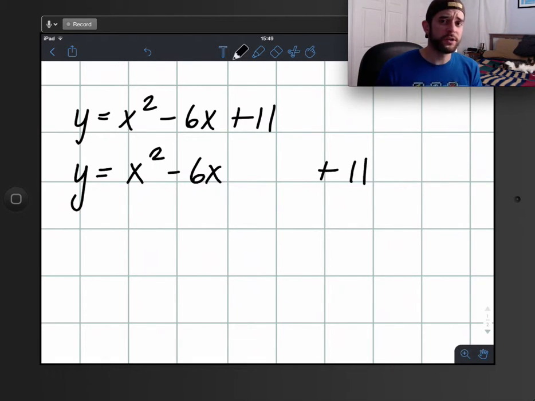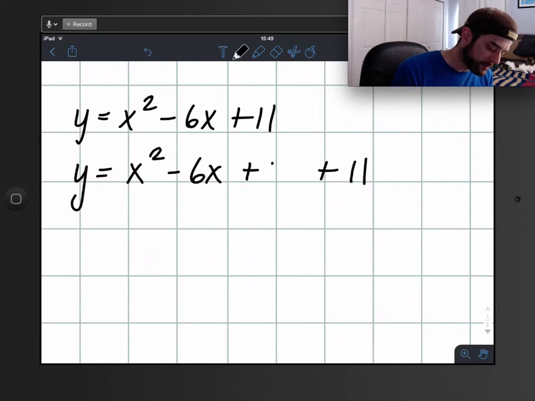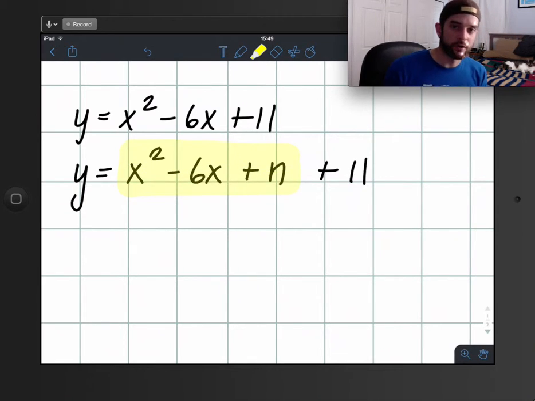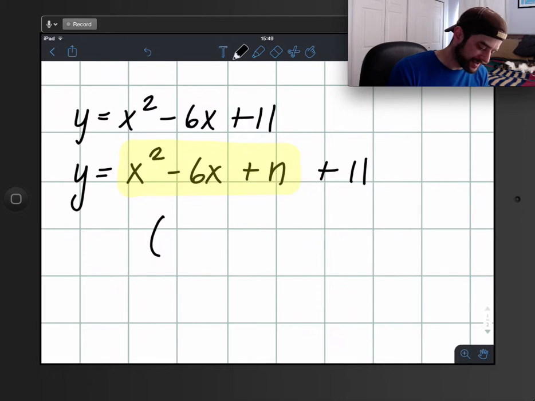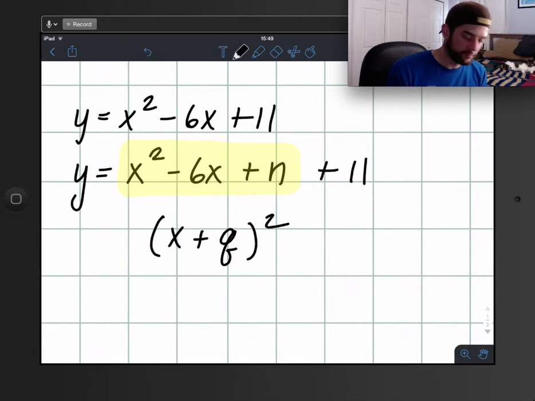Now if you don't know what completing the square is, essentially it is adding a number to this to make a trinomial that's able to be written as x plus something squared. So I'm adding some number that will allow that to be factored as x plus something squared. So I'm completing the square. That's essentially where it comes from.